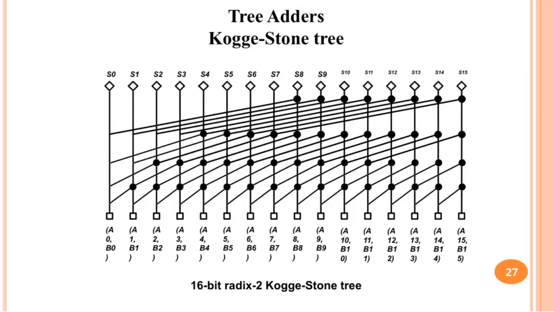Here, we're looking at a 16-bit radix-2 Kogge-Stone tree, which is a type of tree adder used for fast binary addition. Each pair from A0, B0 up to A15, B15 represents the bits of the two numbers being added together. The Kogge-Stone tree efficiently calculates the carry signals across all bits in parallel, which allows for very fast addition compared to simpler ripple carry adders. The outputs S0 through S15 are the sum bits resulting from this addition. This structure is known for its speed and is widely used in high-performance arithmetic circuits because it reduces the overall propagation delay by generating carries in a logarithmic number of stages.